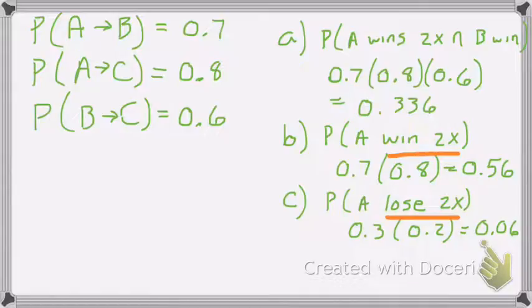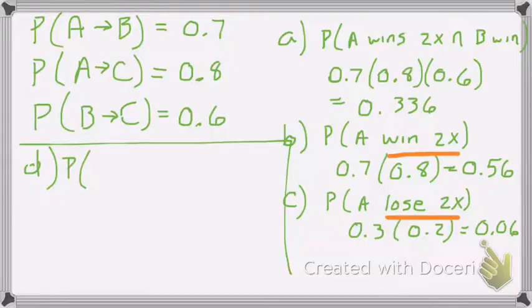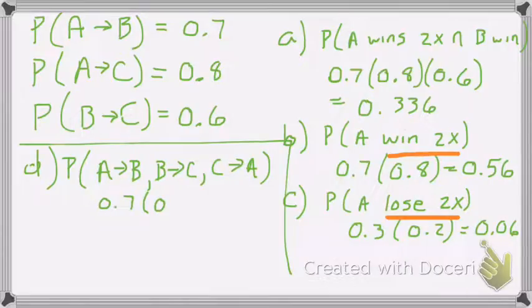And then for part D, it wants the probability of everybody winning at least once. Okay, there are 2 different ways that can happen for part D, so I'm going to go over here and split them up. The first thing that can happen is I have to consider the probability of having A over B and B over C, but now having C win over A. So the probability of those 3 things would be the 0.7, the 0.6, and then for the last one, the 0.2. So that is one possibility.